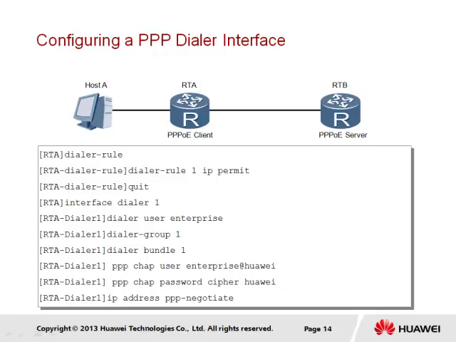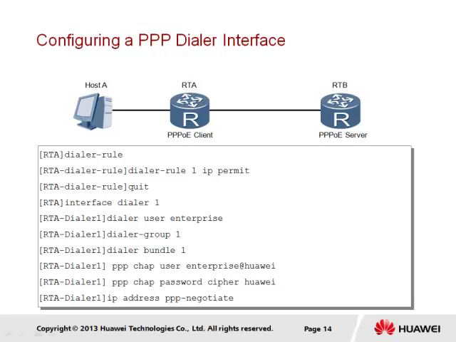The configuration starts with the creation of a dialer rule under the dialer rule view that defines the packet types that are supported by the dialer, which in this case are IP packets. We then must create the dialer interface and apply a username which represents the host, such as host A, when establishing a PPPoE connection. The dialer group is a group defined by the dialer interface, and the dialer group number must match the number that was set for the dialer rule, which in this case is 1.